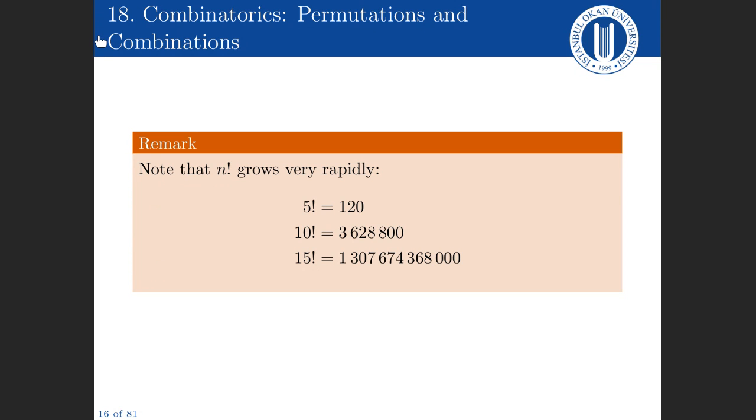Factorials get big very, very quickly. For example, 5 factorial is 120. 10 factorial is over 3 million. Just increasing from 5 to 10, and yet we've increased from 120 to more than 3 million. 15 factorial is more than a English billion or an American trillion.